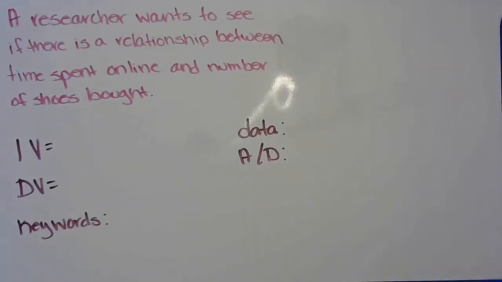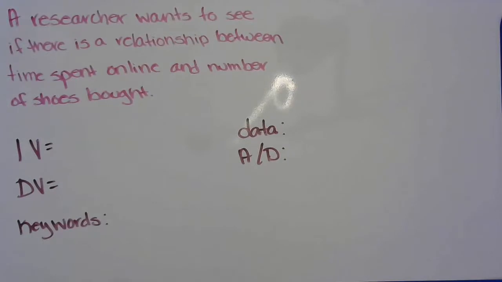A researcher wants to see if there is a relationship between time spent online and number of shoes bought. Now, looking at this problem, how do we know that this is a Pearson R? Well, a Pearson R has certain characteristics that only a Pearson R would have. So let's take another look at the problem and see if we can pick out some of the details that might let us know for sure that this is a Pearson R.